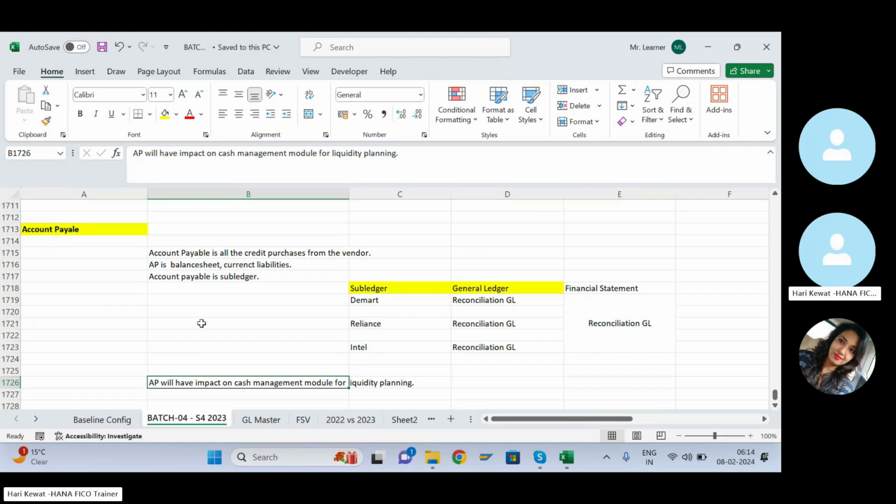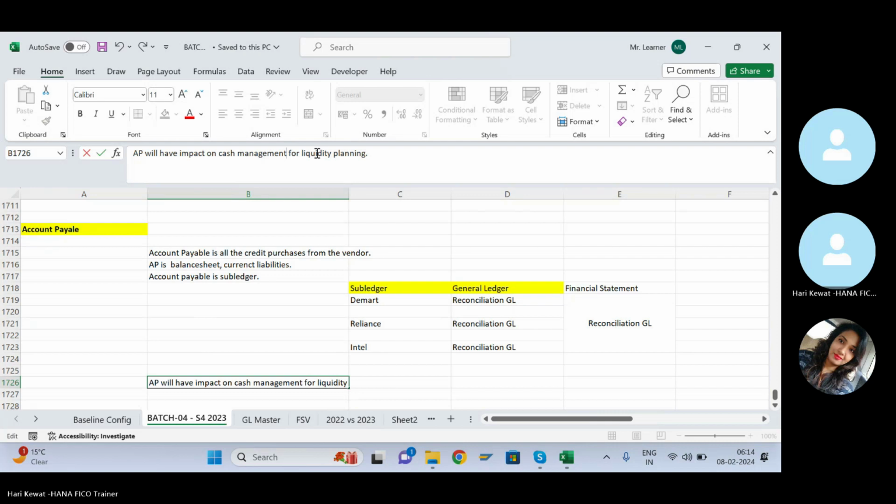So each of your purchases will have an impact on the cash management area. Cash management comes under the FSCM module, so it will have an impact on liquidity planning. For each purchase, it will trigger an alarm to the cash management person that he has to arrange the money for the payment. That is known as cash management or liquidity planning.